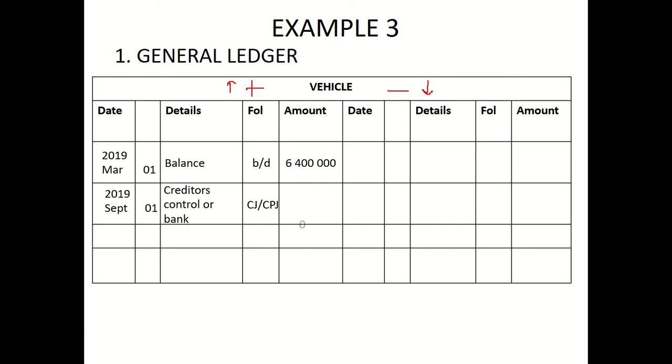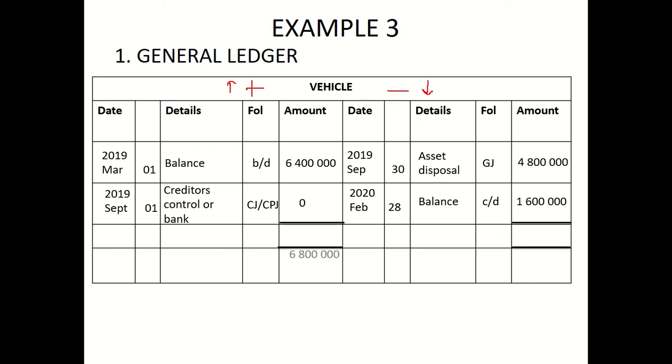For now, guys, we sold the asset on the 30th of September. It was recorded in the general journal. The cost price of this asset was 4,800,000 rand, meaning that the remaining assets, guys, will simply be 1,600,000 rand. You total this up, you're gonna get 6,400,000 rand. I don't know why I got that 800,000 rand. It's supposed to be 6,400,000 rand.